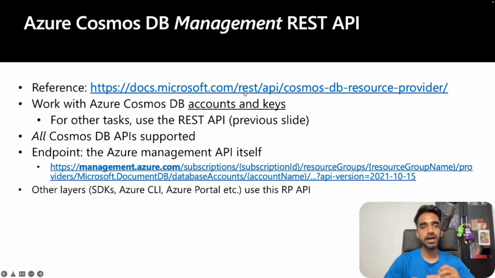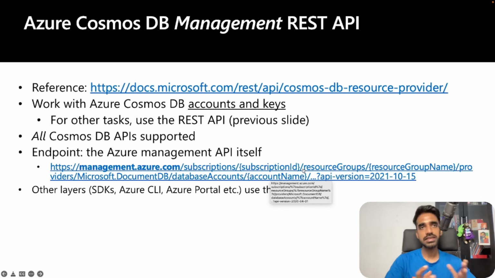For example, you can use this REST API to deploy any new account. It could be a Mongo account, Cassandra account. Also, you can use this to list the keys and so on. The way to use this REST API is to use the management.azure.com URL and then you provide a bunch of specifiers as you could see, and then you can see the subscription IDs and the API version.